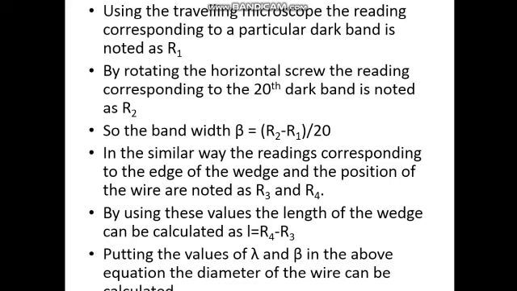Using the travelling microscope, the reading corresponding to a particular dark band is noted as R1. By rotating the horizontal screw, the reading corresponding to the 20th dark band is noted as R2. So bandwidth beta is equal to (R2 minus R1) divided by 20. In a similar way, the readings corresponding to the edge of the wedge and the position of the wire are noted as R3 and R4. By using these readings, the length of the wedge can be calculated as L equal to R4 minus R3. Putting the values of lambda and beta in the above equation, the diameter of the wire can be calculated.